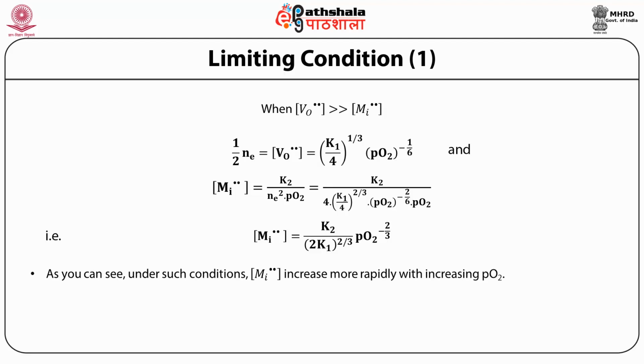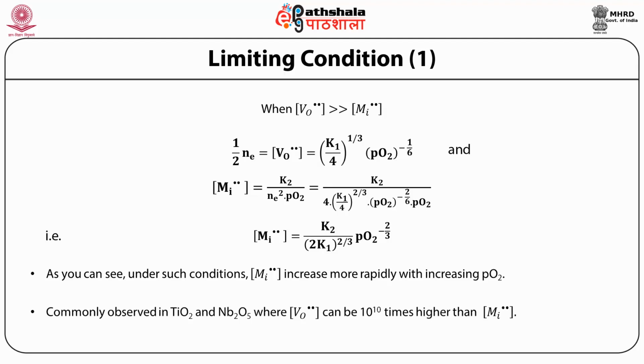As you can see, under such conditions, the concentration of Mi double dot increases more rapidly with increasing PO2. This is commonly observed in titanium oxides and niobium oxides, where VO double dot concentration can be 10 to the power 10 times higher than that of the concentration of Mi.